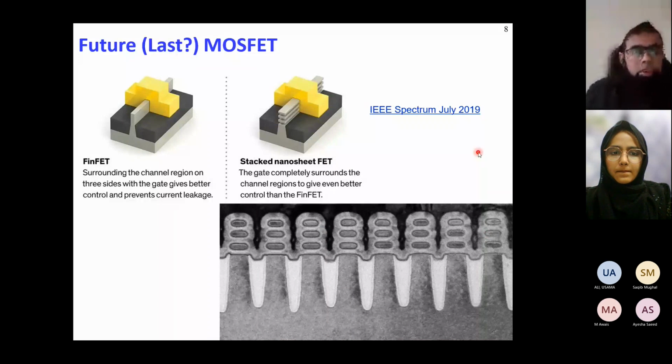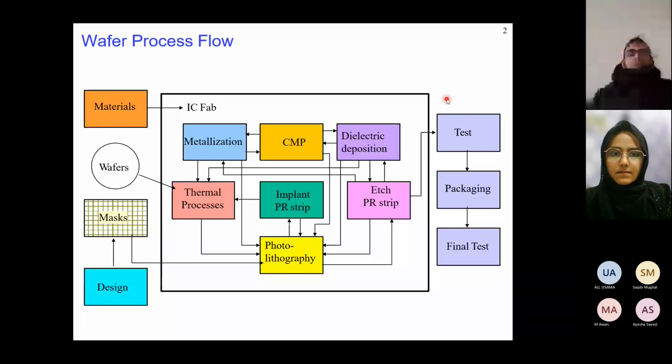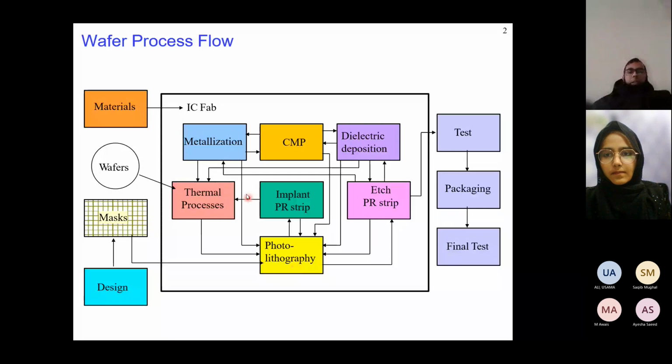Technology keeps evolving, because we have all kinds of processes, very costly equipment, and we can play with the process integration, right? This is called the wafer process flow. Several things are involved in this, starting from the wafer which is obtained from silicon dioxide, which I will be discussing very soon. It goes through the thermal process called oxidation, then photolithography, metallization, then etching and dielectric deposition, and CMP, that is chemical mechanical polishing. We want to make our substrate very flat with reduced roughness.